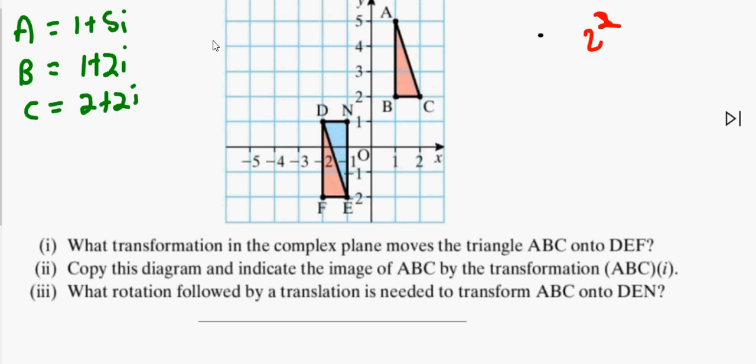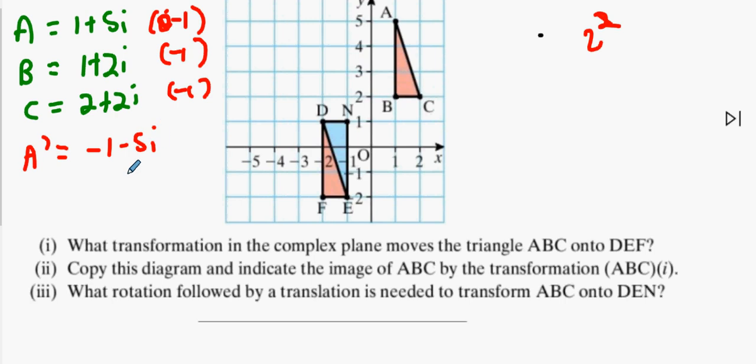And what is i squared? -1. Yeah, i squared is -1. So we're just going to multiply each one by -1. And let's see what happens. A dash is -1 minus 5i. B dash? Anybody? -1 minus 2i. And C dash?